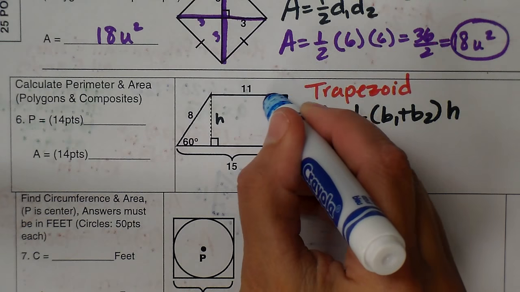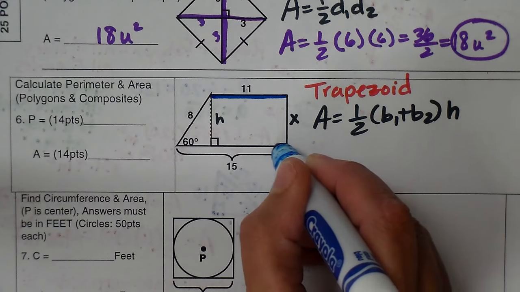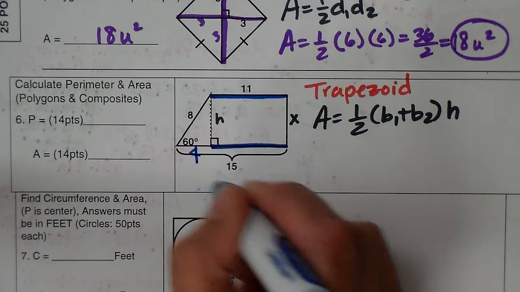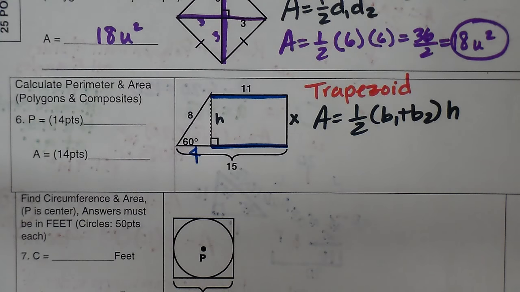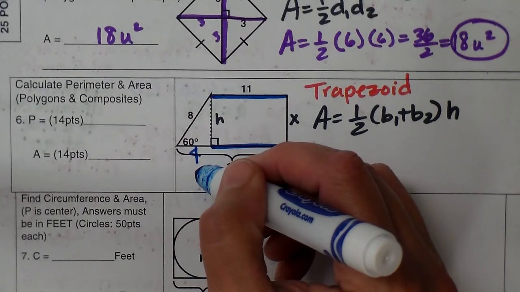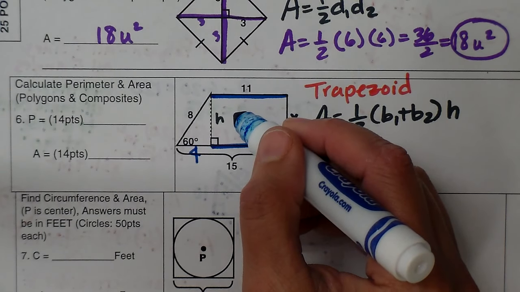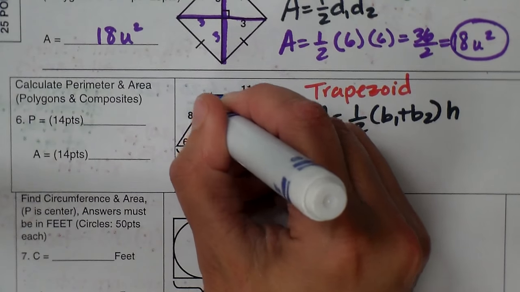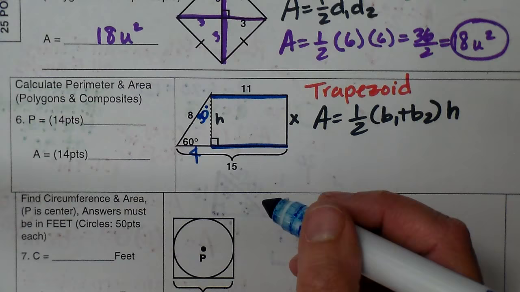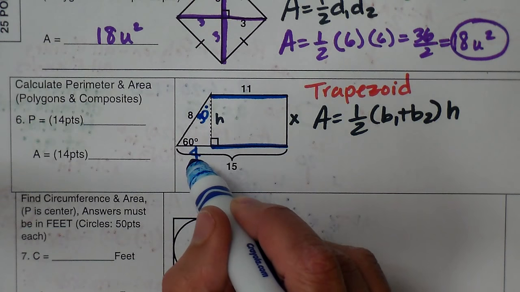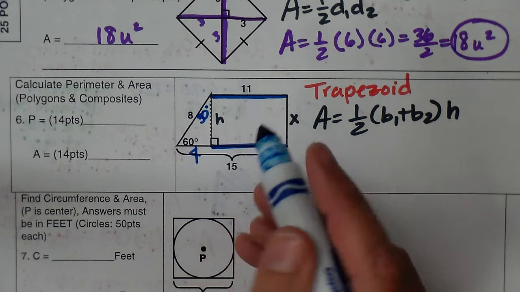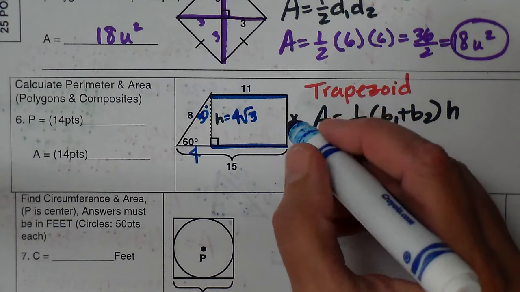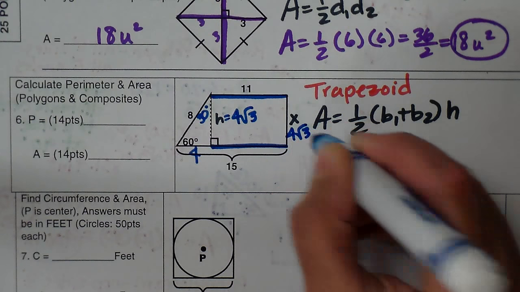If this is 11, that means this is 11. And if the whole thing is 15, what does that mean this is? 4. So you can do Pythagorean theorem, 8 squared minus 4 squared equals h squared. So find h. Or, since that's 60, what's this? 30. It's a 30, 60, 90. Remember, whatever's across from the 30, how do we find the 60? It's that times square root of 3. So this is also 4 square roots of 3.